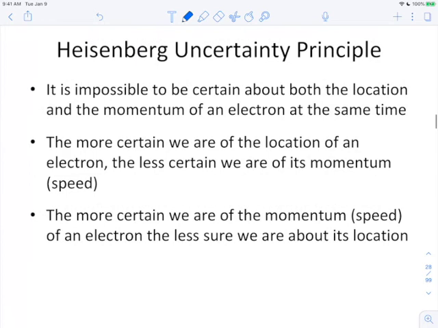So here that is in words: it's impossible to be certain about the location and the momentum of an electron at the same time. And momentum is similar to our speed. Those of you in physics know all the details about the differences. For us, we're going to call it similar to speed. The more certain we are of the location, the less certain we are about its momentum or speed. And the more certain we are about the speed, the less we know about its location.